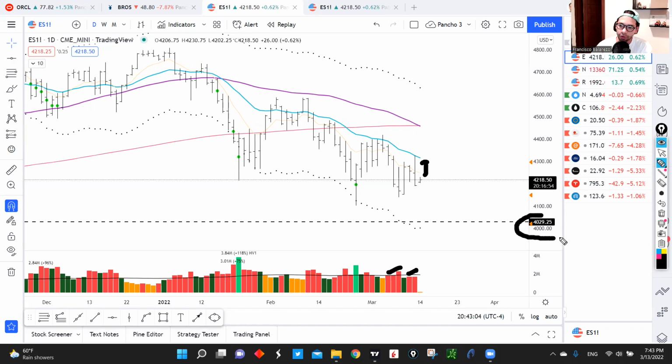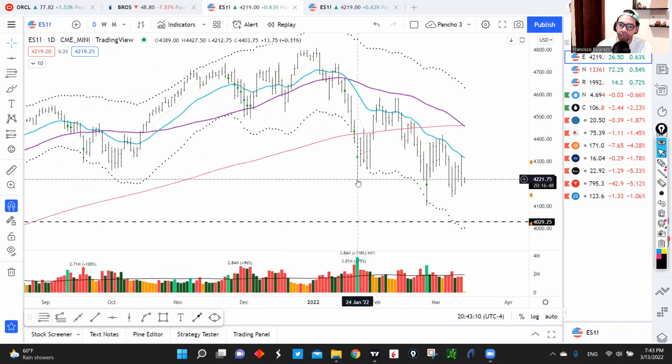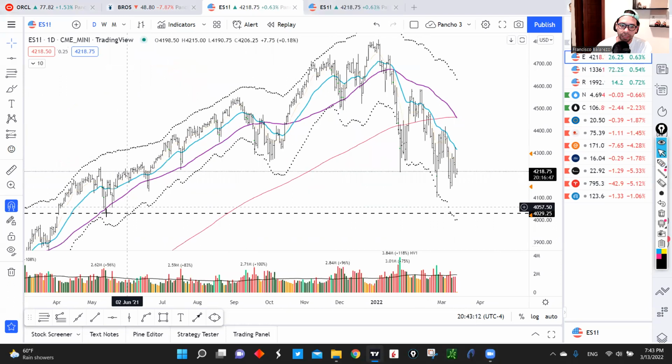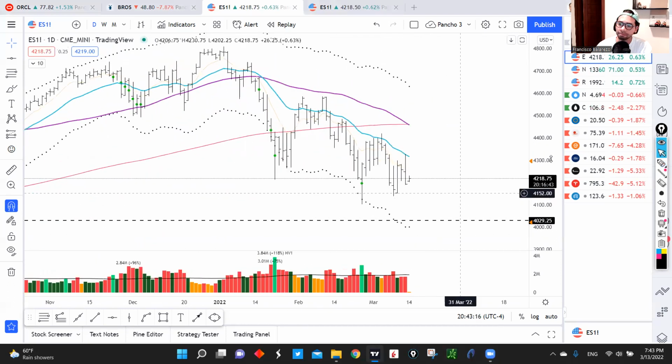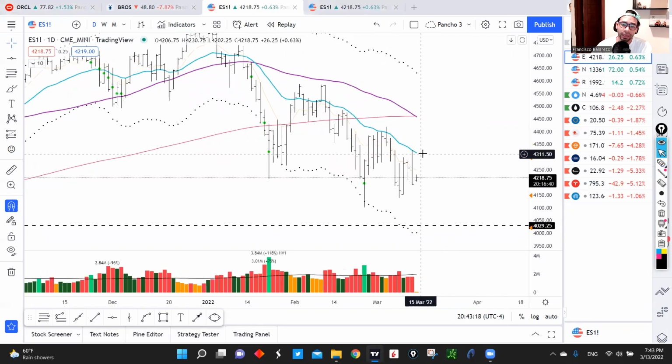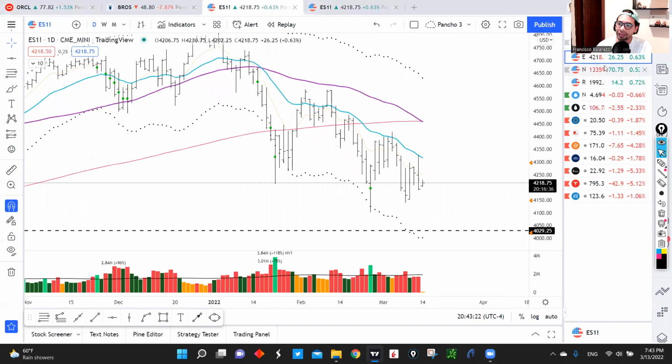I think a very important target to the downside is going to be this 4,000 level, which is basically this low right here that we have. So the path of least resistance continues to be lower, and that's what price is telling us.